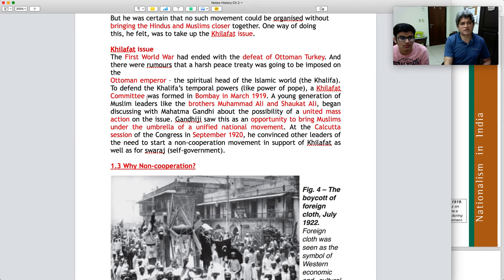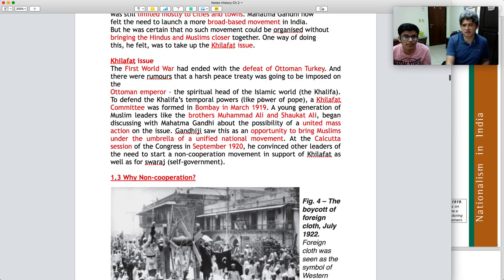the Khilafat Committee was formed in Bombay in March 1919. Khilafat is also Urdu for opposition. Khilafat karna means you are opposing. So you are opposing the British Raj. The Khilafat Committee was formed in Bombay in March 1919, the same year the Satyagraha had been called off.